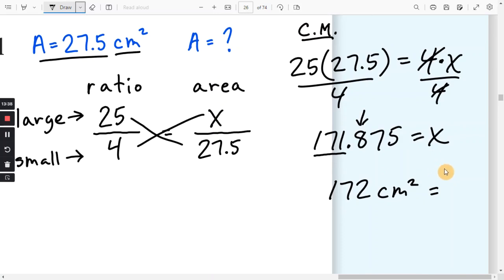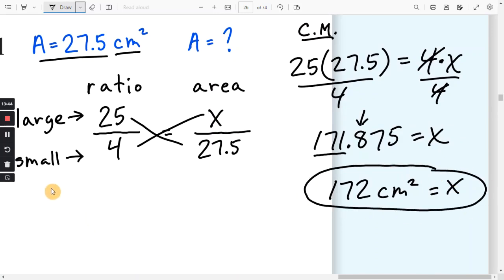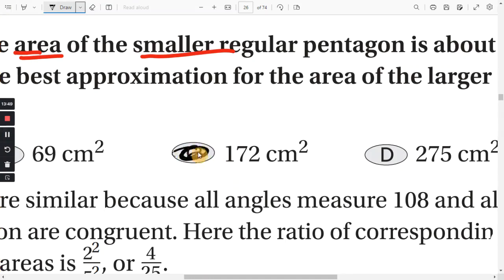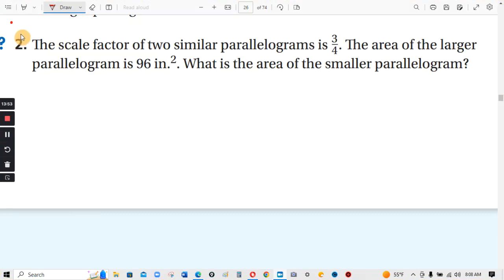So that's going to be X, but we said X was your area: 172. So that is answer C. Okay, let's look at Got It problem number 2.